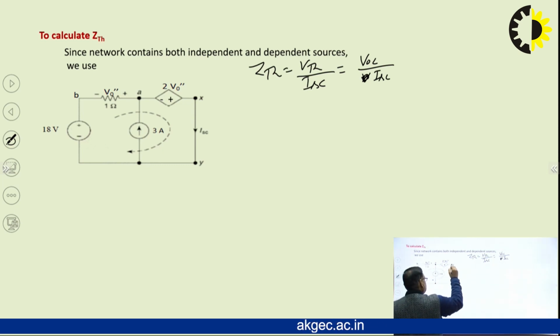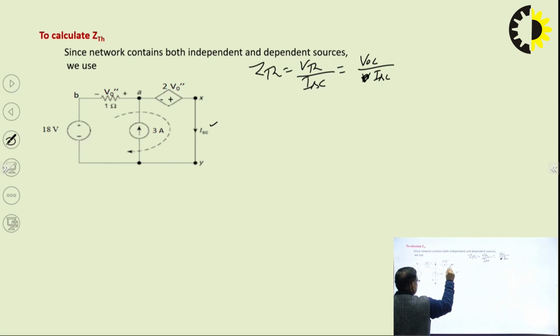So this circuit is short circuited. These XY terminals are short circuited. Now we have to find this current ISC. So we can apply Kirchhoff's voltage law in the outer loop. So apply KVL in the loop Y B A X Y.